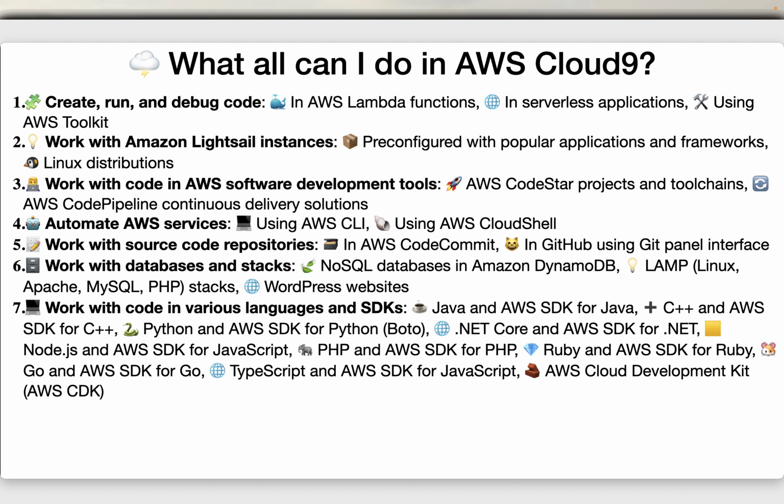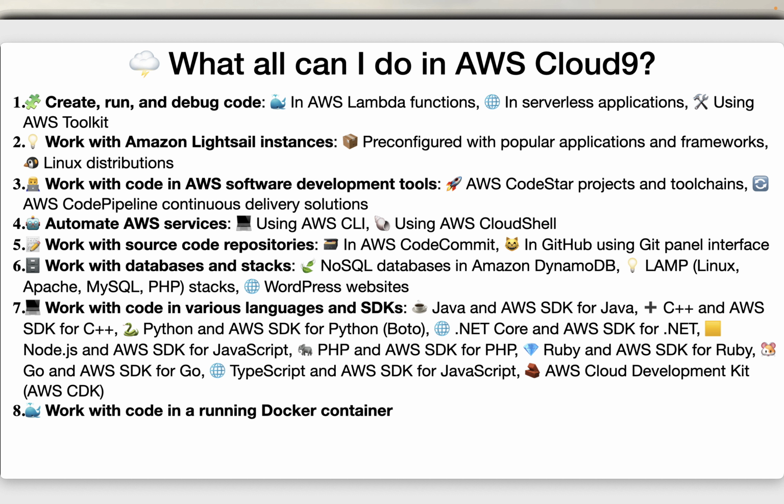And coming to the language support, you have Java and AWS SDK for Java, C++, SDKs also, Python, AWS SDK for Python, Boto library, .NET Core and AWS SDK for .NET, Node.js and AWS SDK for JavaScript, PHP and AWS SDK for PHP, Ruby and AWS SDK for Ruby, Go and AWS SDK for Go, TypeScript and AWS SDK for JavaScript, and AWS Cloud Development Kit known as AWS CDK.